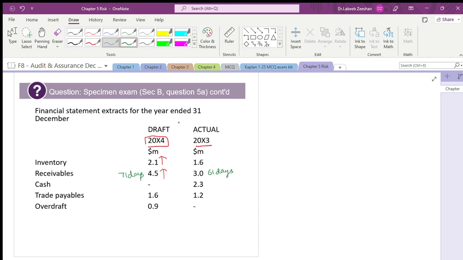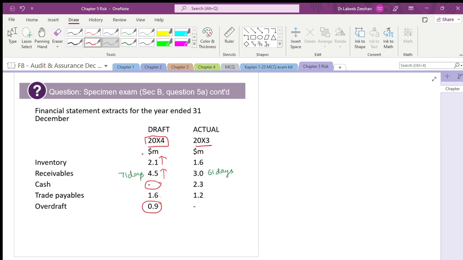There is no cash as such. See, in the current year there is no cash. It's very strange. You don't have any cash. Instead of that, what is happening? There is an overdraft. Now, what happens with payables? Payables also increase. Payables is 1.2.